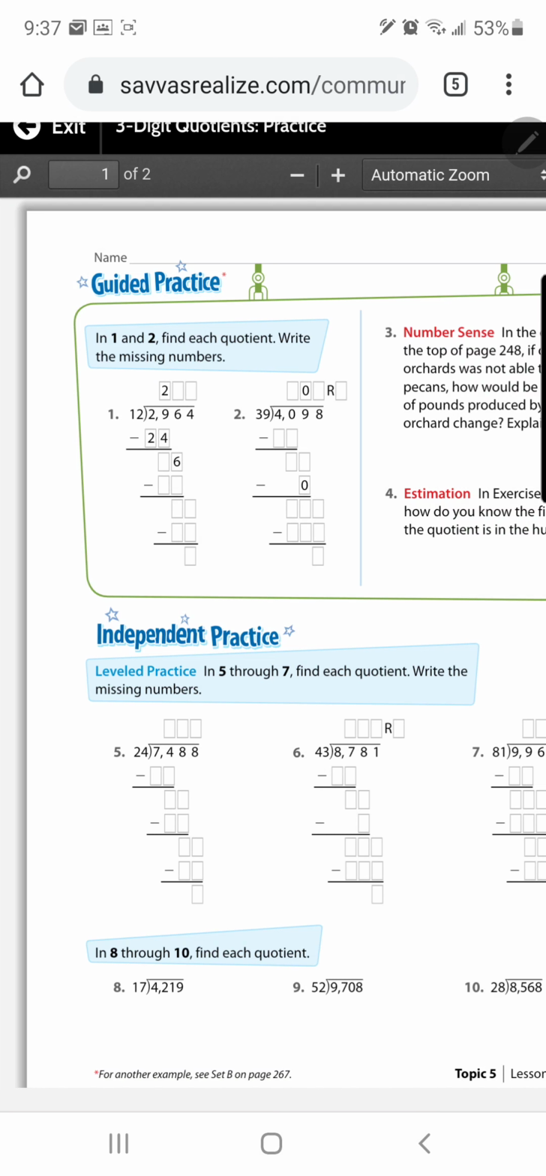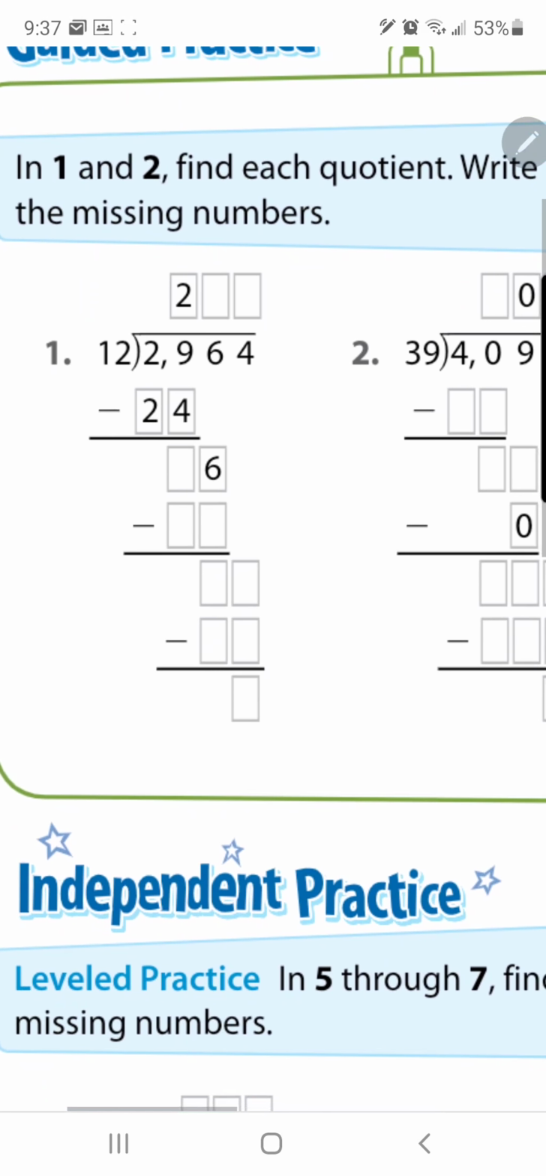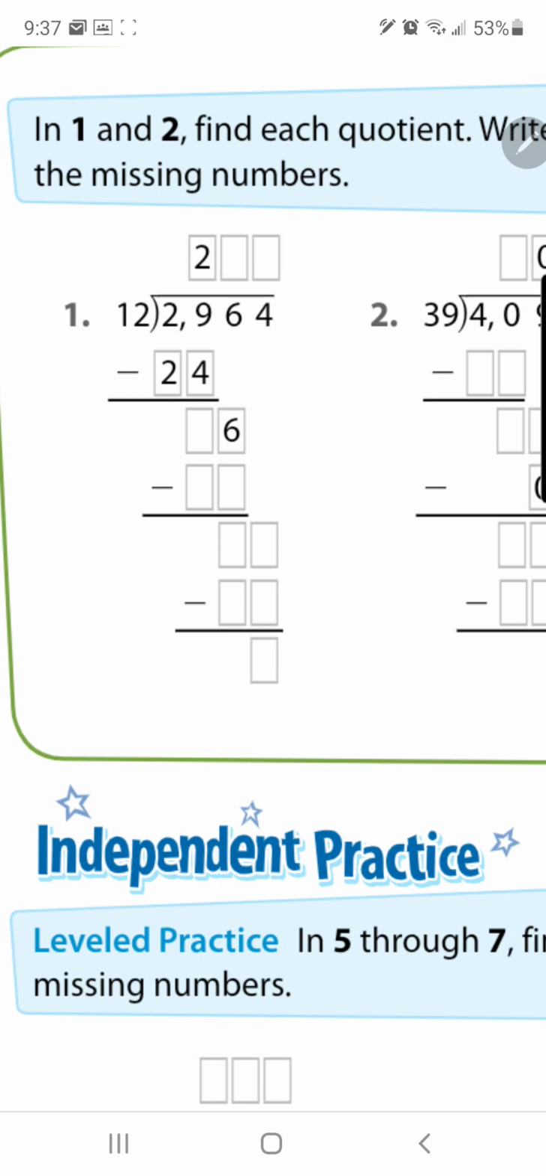So on number 1, let me go ahead and maximize this so that you can see it a little bit better. And just like the lesson says, the last couple of days, we've been focusing on quotients with 1 digit, 2 digits, and now we're going to focus on quotients with 3 digits. All right, some of the problems may have remainders and some of them may not.